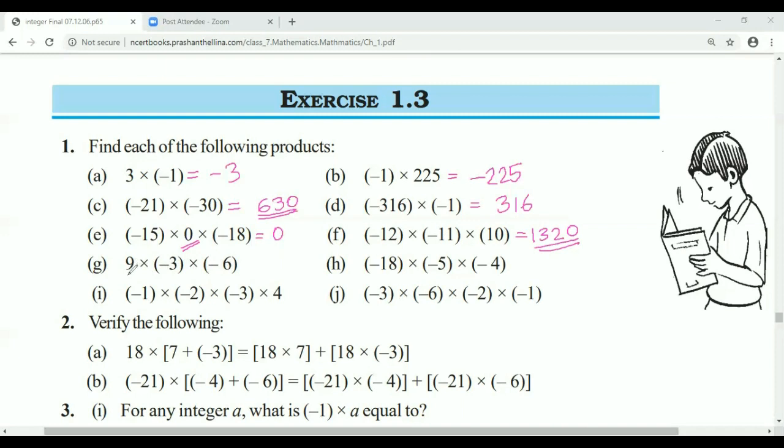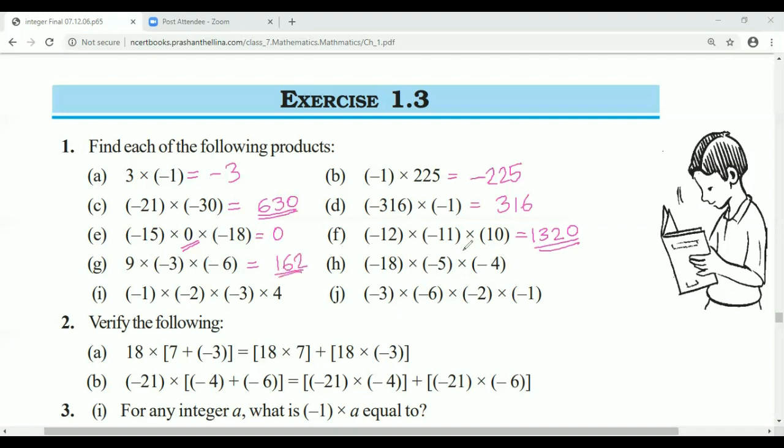Here also 9 into -3 is -27. -27 into -6. So we know 27 into 6 is equal to 162. So an even number of negative numbers are there, 2 numbers are negative. So the answer becomes positive 162.